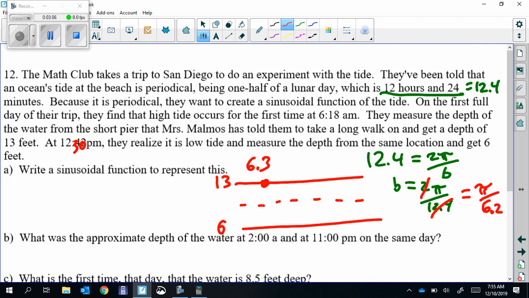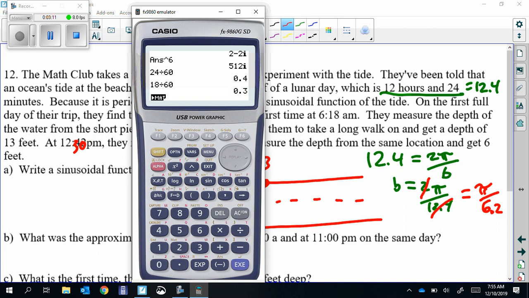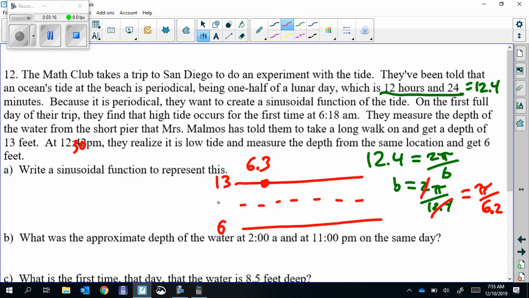So now we need the midline of 6 and 13. That's just the average. 6 plus 13 is 19 divided by 2. It's 9.5. If the midline's 9.5 and high tide is 13, that means the amplitude, the change here, is 3.5. Now we know B, we know the midline, we know the amplitude, and we know the start time. That's everything. That's A, B, C, and D.